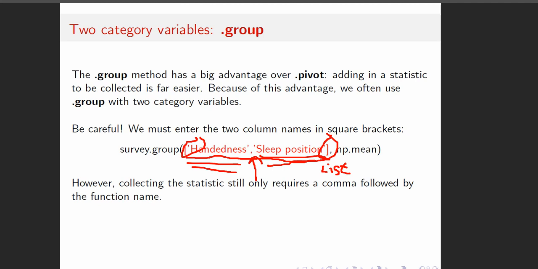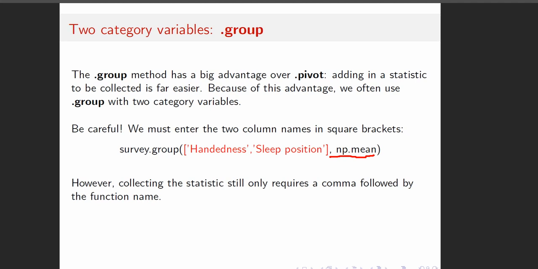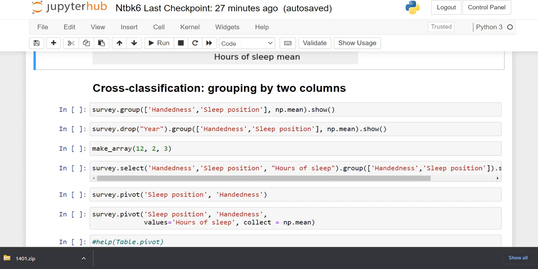And I will also point out that the collection of a statistic is still really easy. I still just use the comma followed by the function name. Okay, so life is good here. And I'll get rid of the mark there and head to the code again.